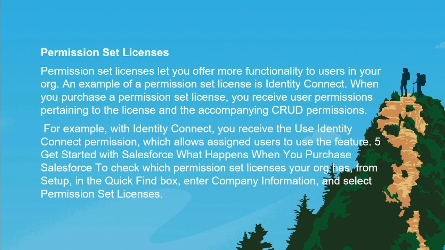Likewise, I have given an example: when you are using Identity Connect, right, you are receiving the user Identity Connect permission, that is allowing a particular user, or the user that has that license, to use the features of getting started with Salesforce. What happens when you purchase Salesforce? You just check the permission set licenses your organization has from quick setup, the same way you check your permission set licenses. You can also set the permissions, or select the permissions you want, for a particular value.